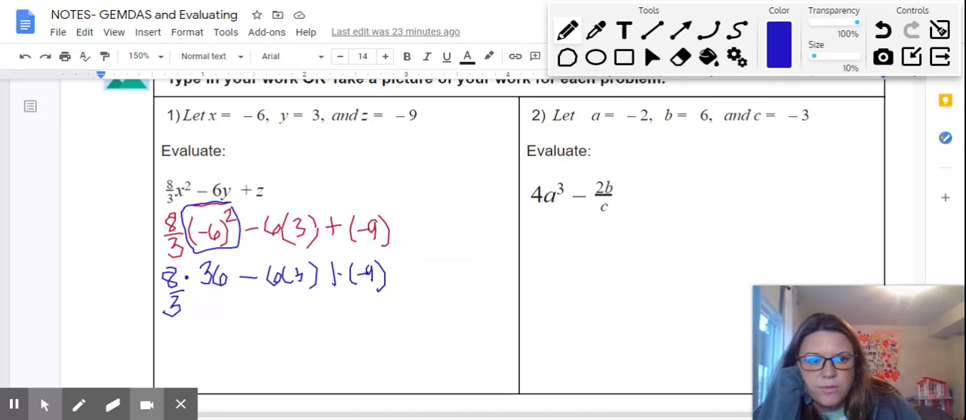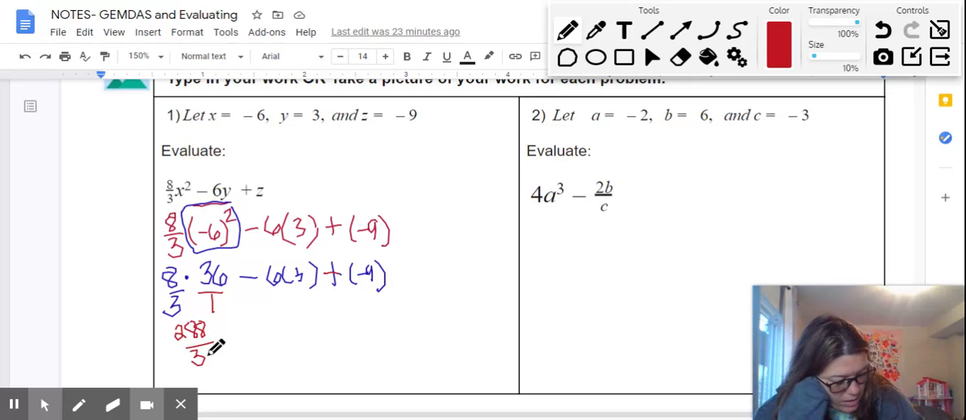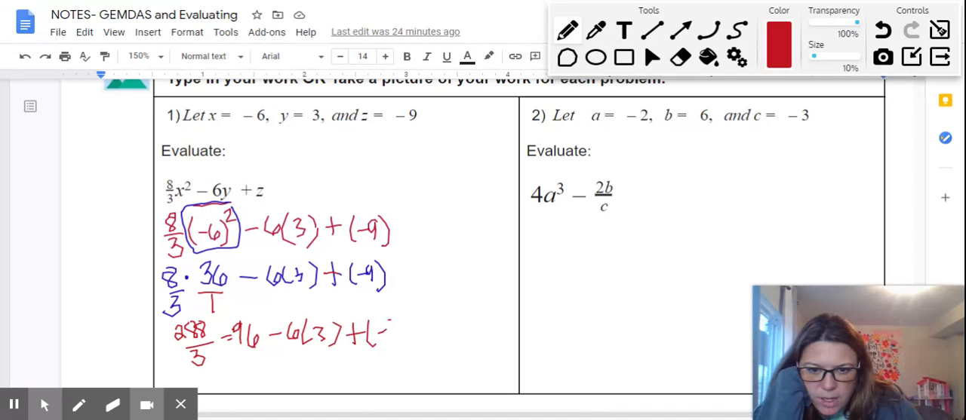All right, and then I'm going to move to multiplication, subtraction, and addition. So I'm going to do the multiplication first. And this one is 8 times 36 over 3, which is 288 over 3. And that equals 96. So this whole part is a 96. And then I'm going to copy down the rest of my problem so that I'm only doing one thing at a time.